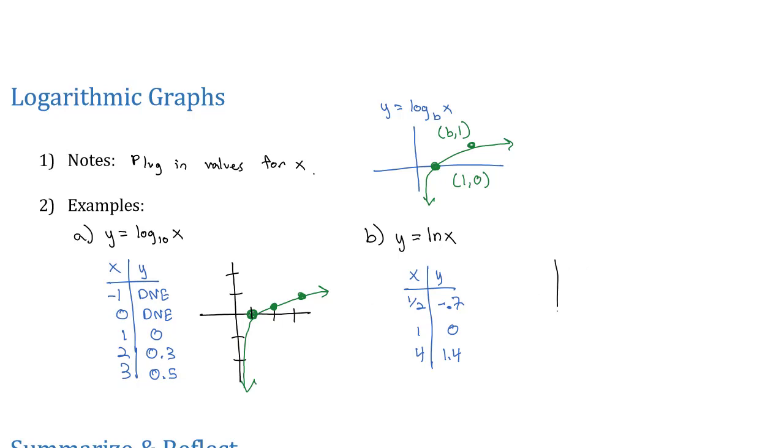So when we go to graph this, we'll go up a little bit bigger. At 1/2, we go to -0.7. At 1, we go to 0. And then at 4, we're going to make it up to 1.4. And again, you see that same similar shape that starts coming in steep and bends off and levels off as it gets bigger. So that's how we're going to graph these exponential and logarithmic graphs for now.